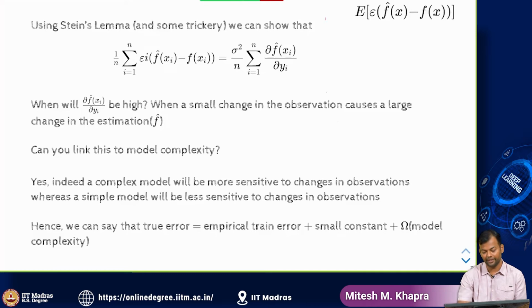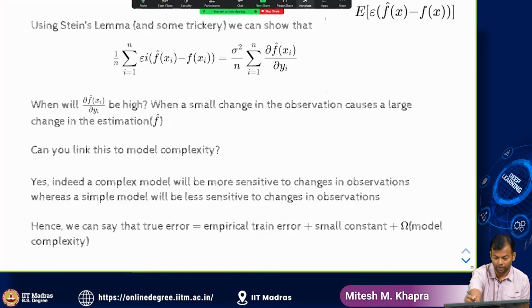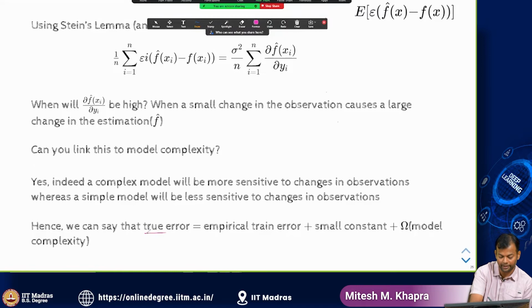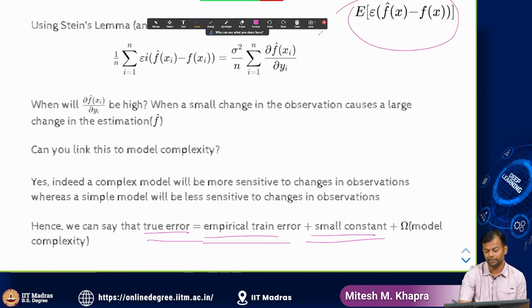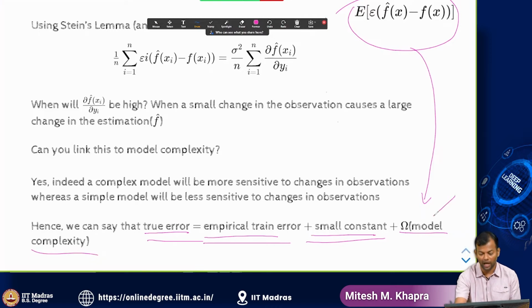So what does that eventually mean, right? On the previous slide we had that true error is equal to empirical train error plus a small constant plus some term, and now we are seeing that this term is actually proportional to model complexity, or it's a function of model complexity. So I'm just going to write it as omega of model complexity, right? Just to indicate that this is dependent on the model complexity. So the higher the model complexity, the larger this term would be. That means your true error would be farther away from the empirical train error.